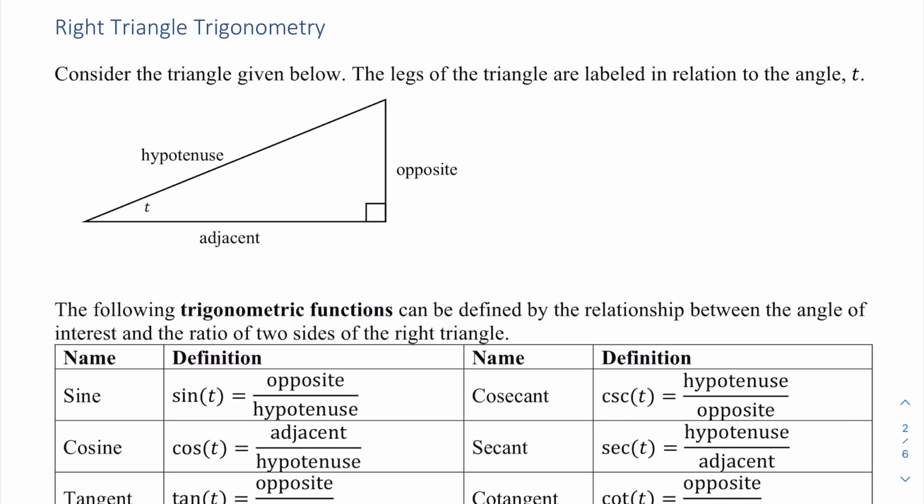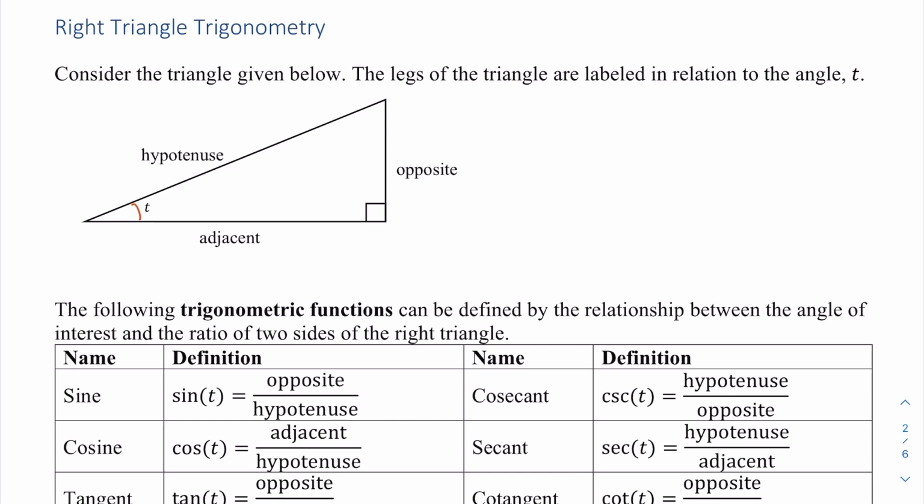Right triangle trigonometry. What we're going to do in this video is look at this triangle and think about how the sides are labeled in relation to the given angle. And then we're going to define some functions based on the relationship between the angle and the ratios of the sides. So first, let's take a look at this triangle. We can see that it's a right triangle, and one of the angles is labeled t.